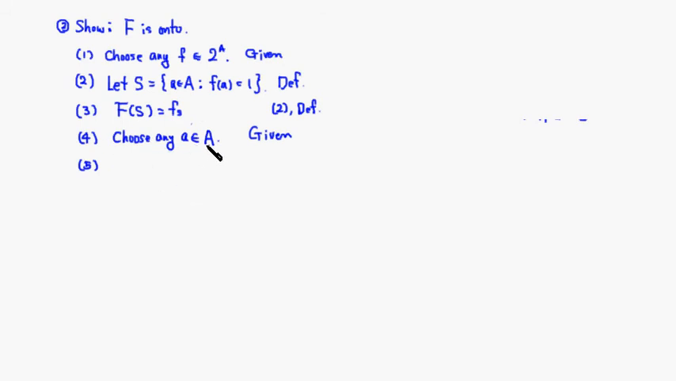If you plug a into the function, one possibility is that f of a turns out to be 0, so this is case 1. Or f of a turns out to be 1. There are only 2 cases, so this is all possible cases.